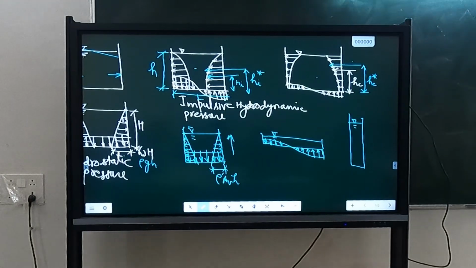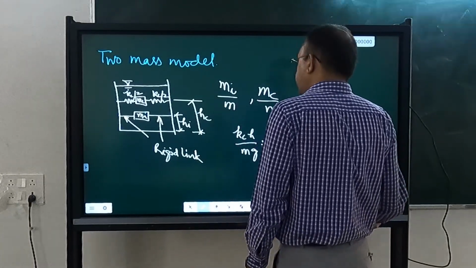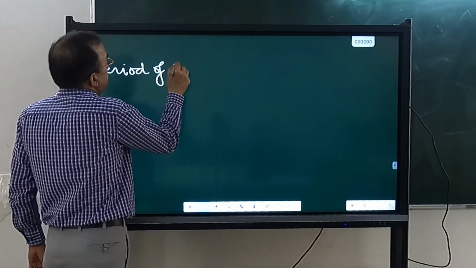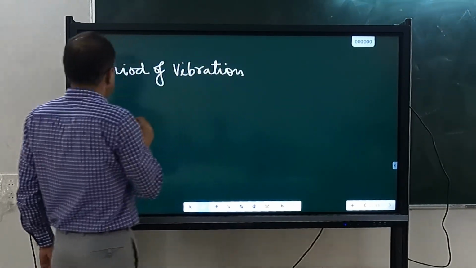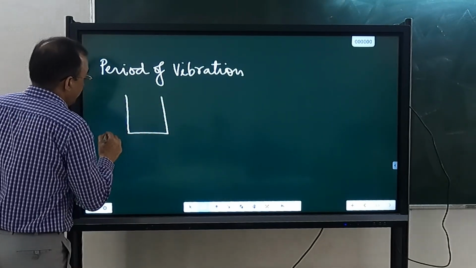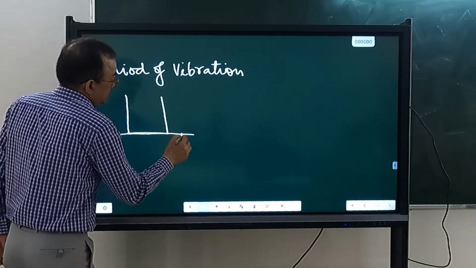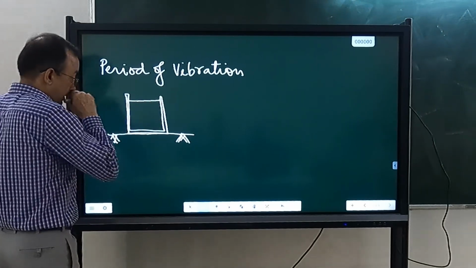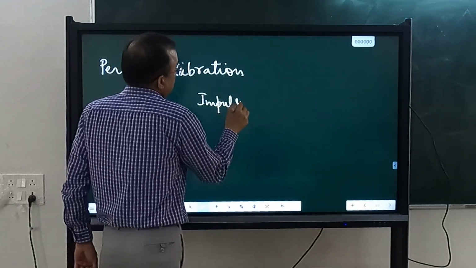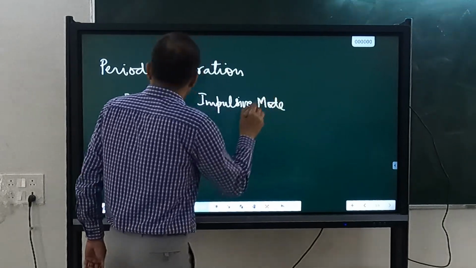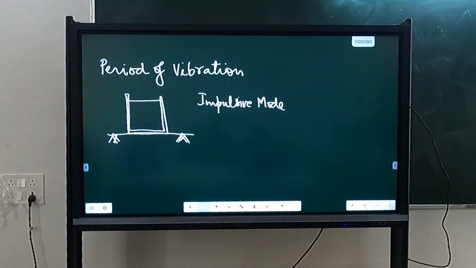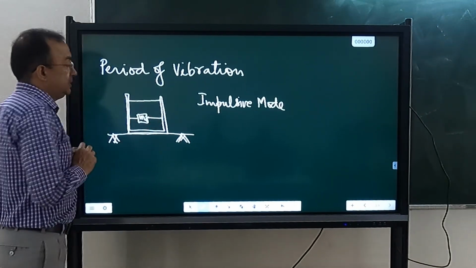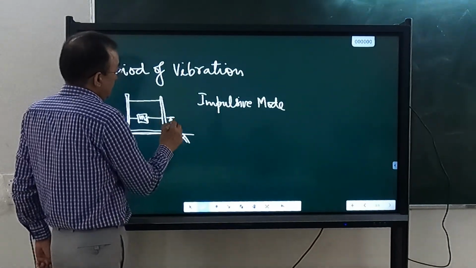Now, we need to calculate the period of vibration of this. So let's first take a ground supported tank. The tank is kept on the ground. In impulsive mode, the water is attached to this. Okay, so this is our M, and this height is H.